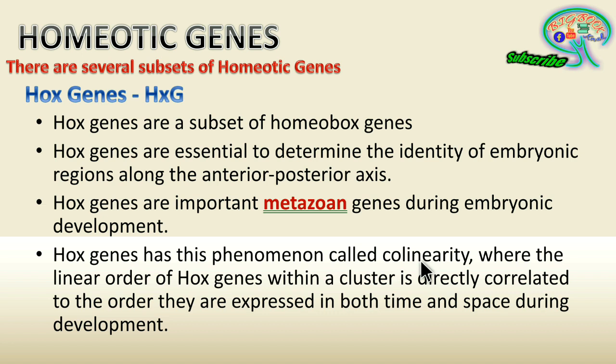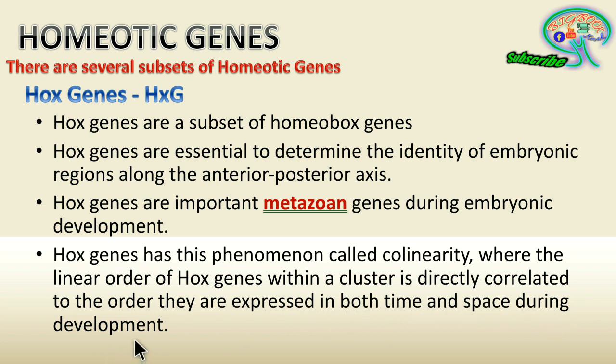Collinearity in the sense that when these Hox genes express in the homeobox through the homeodomain, the cluster of Hox genes is responsible for correlating within the cluster. Each gene is responsible for cascading its signals to the target gene, which has to be expressed and take part in the development of the organism through the differentiation process, and that will be expressed in both time and space during development.